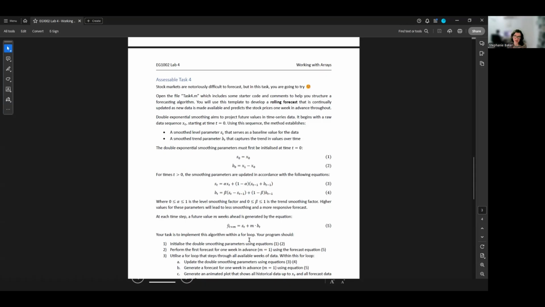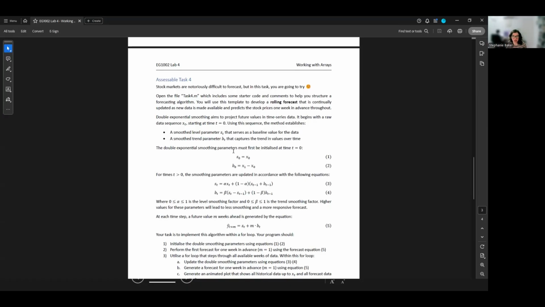We want to use that template to develop a rolling forecast where we're continuously plotting 1 day in advance, or sorry, 1 week in advance to guess what the next stock market level is going to be. And then at the end, we also want to see what the error was between our method and what actually happened in reality that week later. So there's our level and trend parameters, which are called S and B in this method. Not sure why they've decided on those letters, but they have.